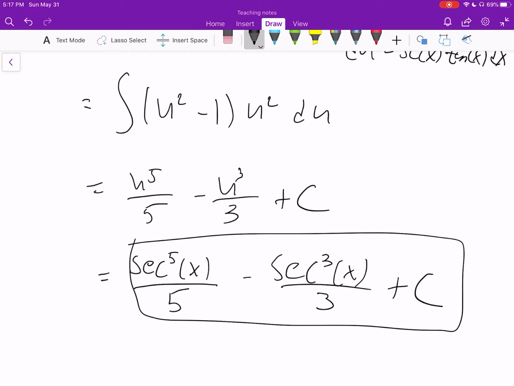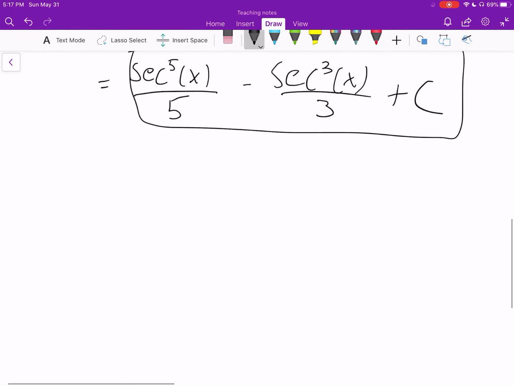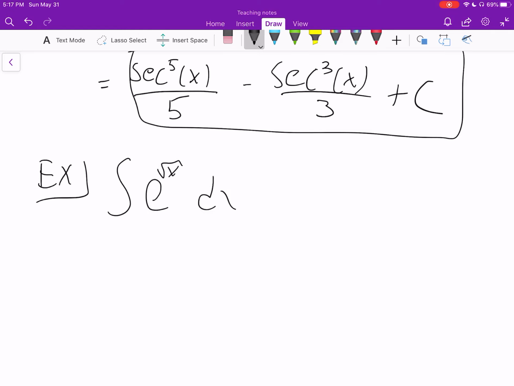And again, this isn't about doing these integrals. It's about recognizing that this integral is of this form, and using these ideas to do it. You can do the same thing if you want to put things in terms of sine and cosine, that's fine. Let's do another example. So the integral of e to the square root of x dx.